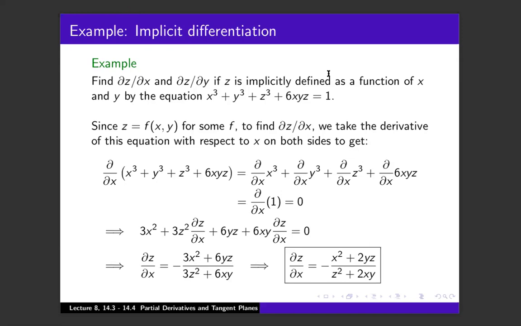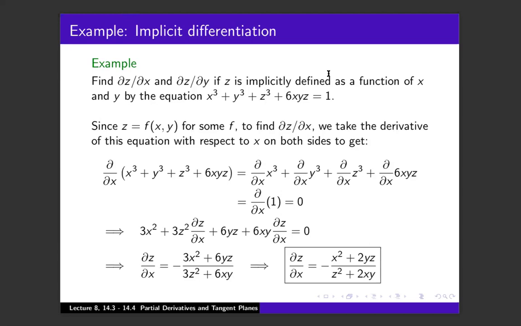So let's take z equals f(x,y) for some f. I don't know what that f is. We're not going to find it. That's not important. To find the partial derivative, del z del x, we're going to take the derivative of this equation with respect to x on both sides. So let's see what happens when we do that. Del x of x cubed plus y cubed plus z cubed equals 6xyz. Okay, let's take the derivative of each piece individually.